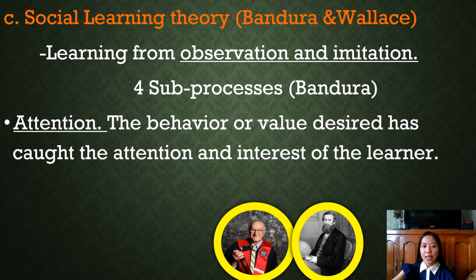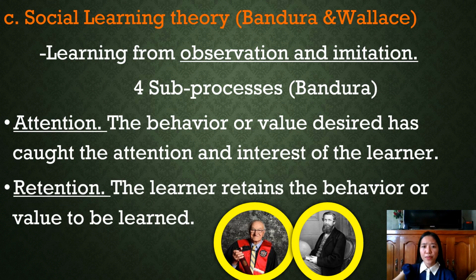First step is the attention. The behavior or value desired has got the attention and interest of the learner. The behavior of the model must grab the learner's attention for them to notice the behavior and to implement observational learning. People are exposed to lots of behaviors in their immediate environment daily, and they don't learn everything that is happening around them. It must grab the person's attention. They pay attention to that which they deem important.